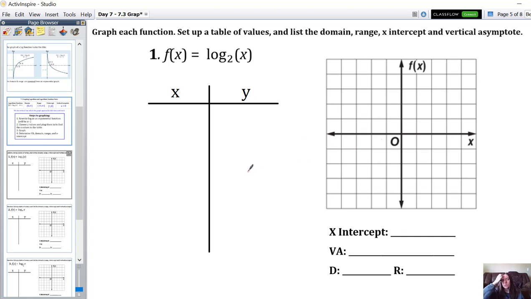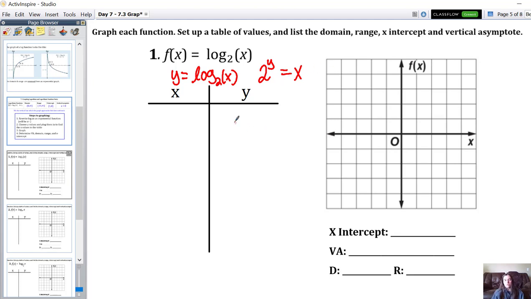So we have f of x equals log base 2 of x. I'm going to start by rewriting this with y instead of f of x. So I have y equals log base 2 of x. Now I'm going to change it to an exponential form. My base is 2, my exponent is y, that's equal to x. This is why we're choosing our y values. Whatever y is, that's going to determine what our x is. So in this situation, y is the independent variable and x is the dependent variable.